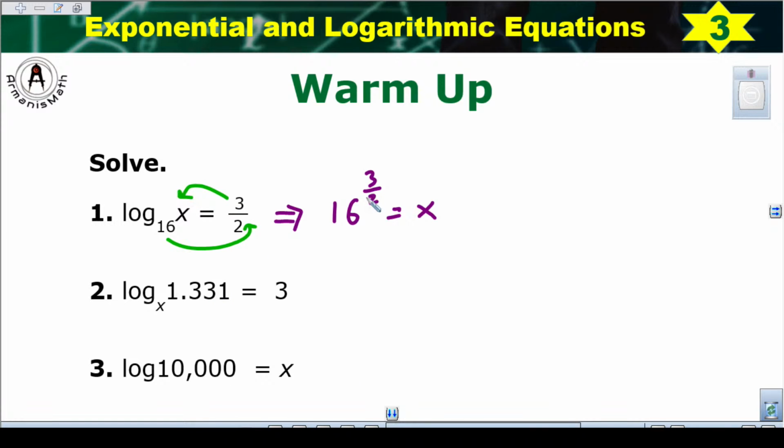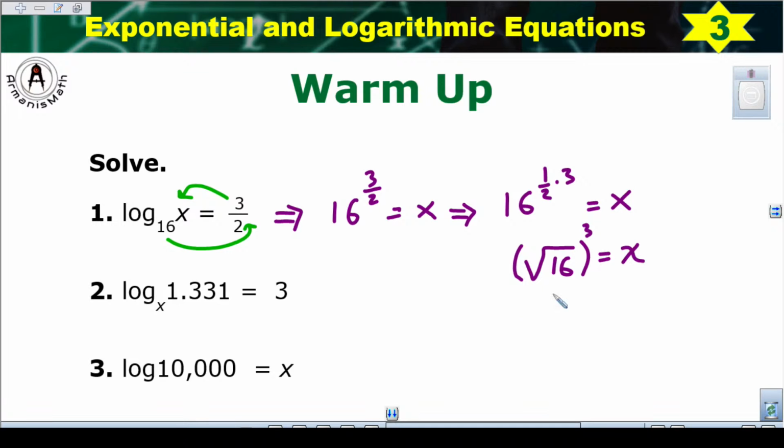And to do 3 over 2 as an exponent, if you guys remember, we said something about this half being a square root, right? Times 3 equals this x. And the half is a square root, so I have the square root of 16 to the 3rd power, is basically what this one is saying. Equals x. What's the square root of 16? That's 4 to the 3rd equals x.